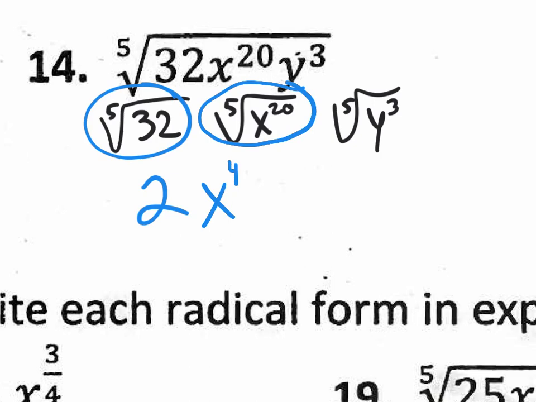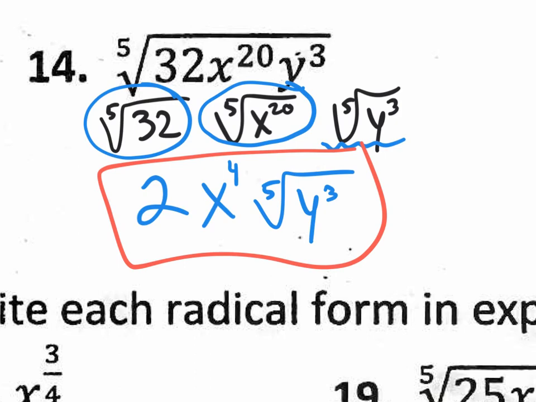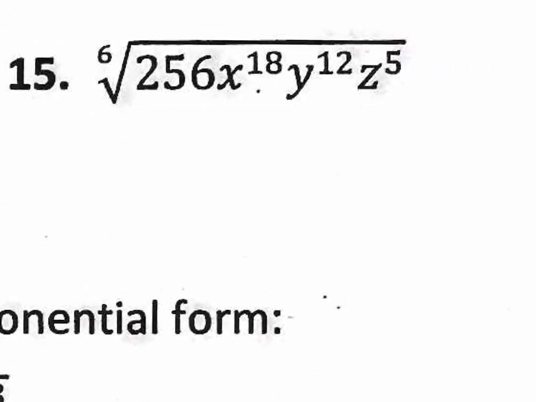Good job. Now this other one, this last one, there's nothing to do there. You can't divide 3 by 5, so you're just going to leave it like that. So you're just going to bring that down onto your answer, the 5th root of y to the 3rd. And ladies and gentlemen, that's it. That's your answer for number 14. 2x to the 4th, 5th root of y to the 3rd. Moving on. Number 15, the last one.